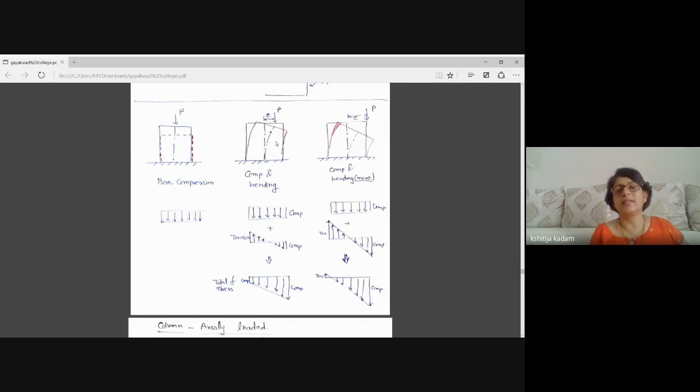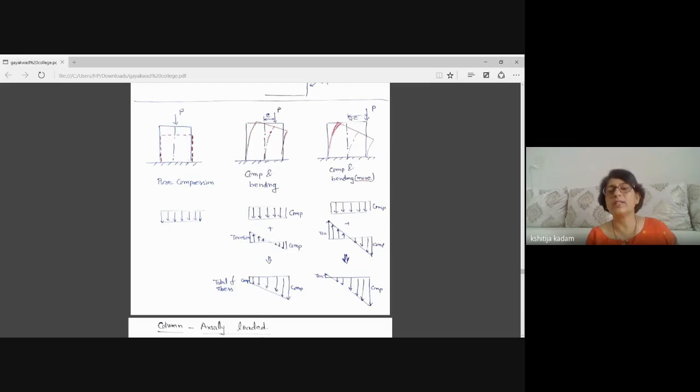Let us see the second sketch. P is applied with some eccentricity from the neutral axis. So the length of the column will reduce, as well as bending will happen. You can see compressive force is there and bending is also there. And the total stress distribution will be like this, adding these two quantities.